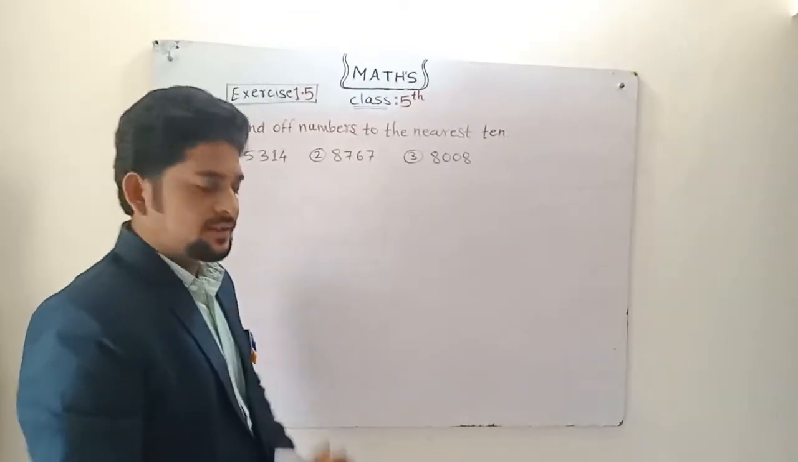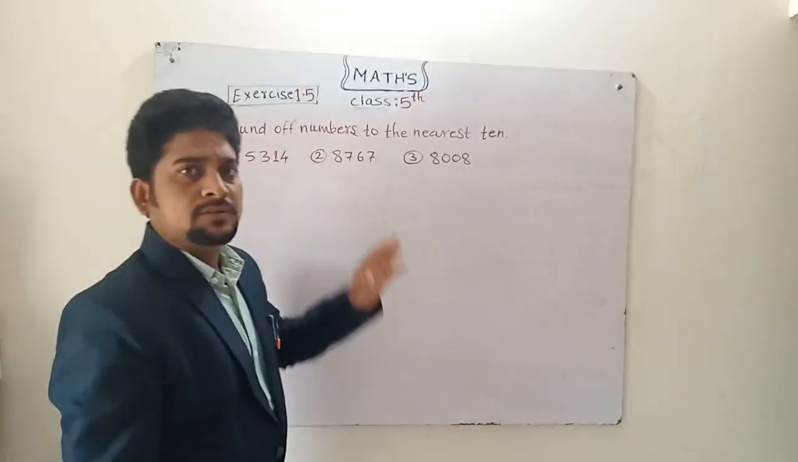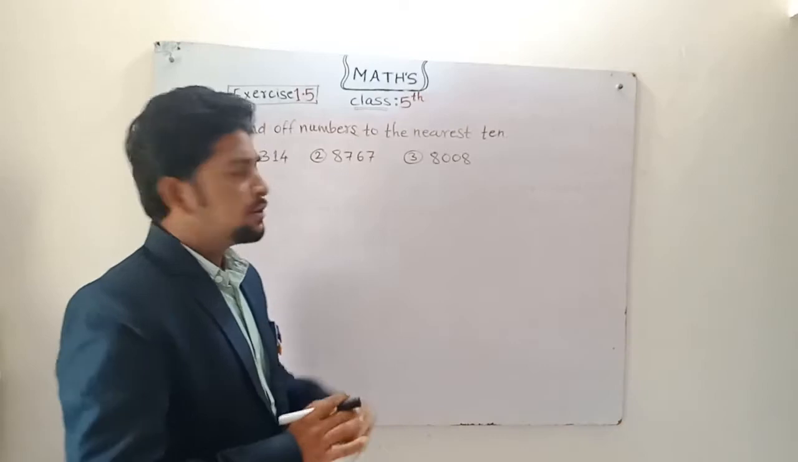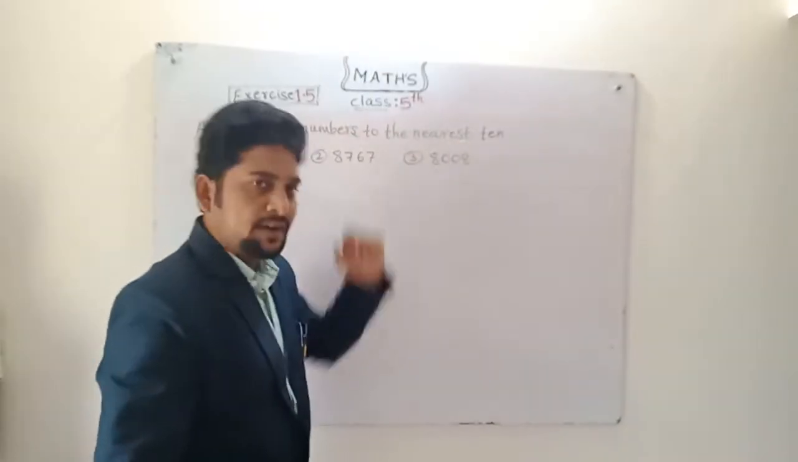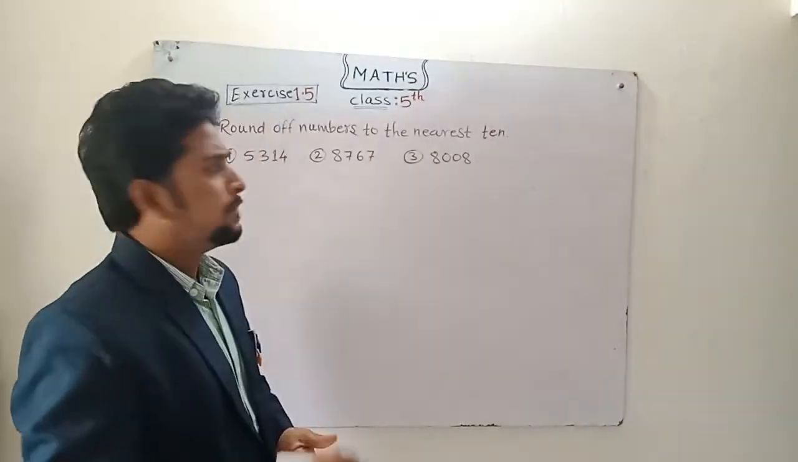This is the last exercise of this chapter. So here we will see how to round up numbers: how we have to round up the numbers to the nearest 10, to the nearest 100, to the nearest 1000. This is the concept you should keep in mind first of all.